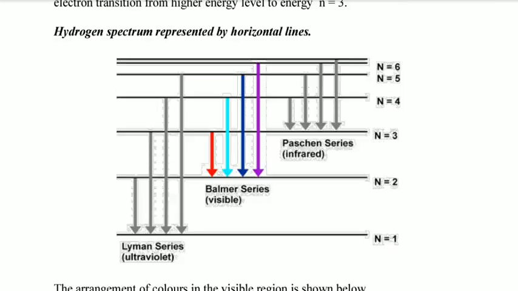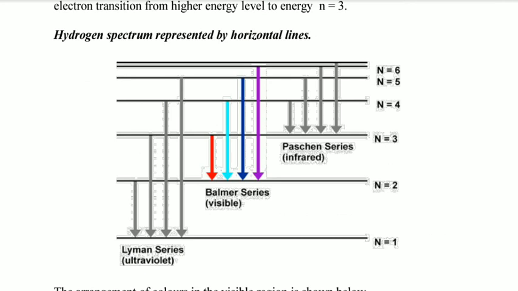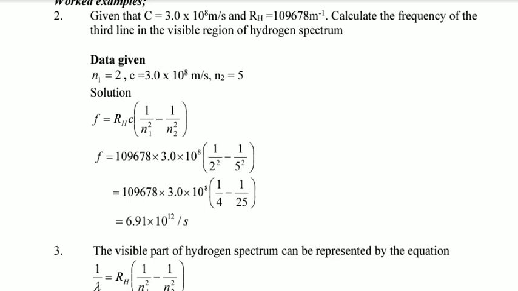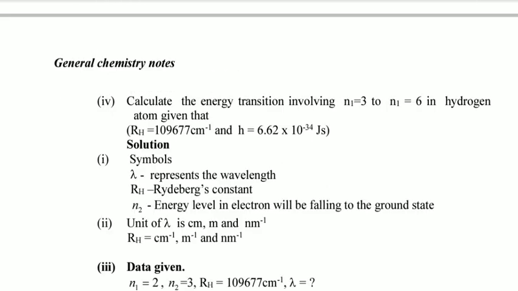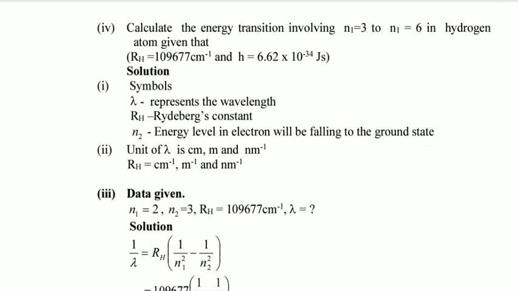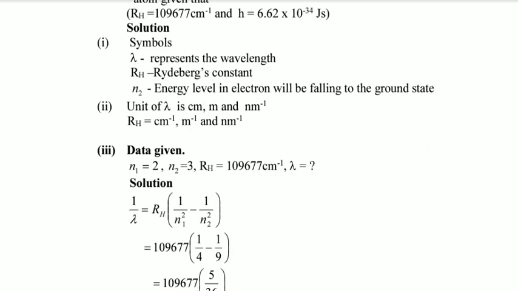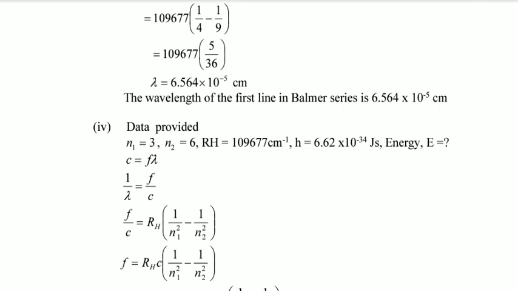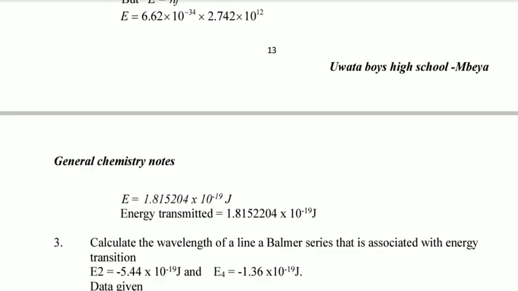If you are told the first line maybe in the Balmer series, in the Lyman series, or in the Paschen series. For example, if you are told the first line in the Lyman series, it means from n2 to n1. The first line in the Paschen series is from n4 to n3, and so on. So here in the example solved, as you can see, n1 is equal to 2 and n2 is equal to 3. They have just substituted here and they get the value for wavelength, then the value for frequency.